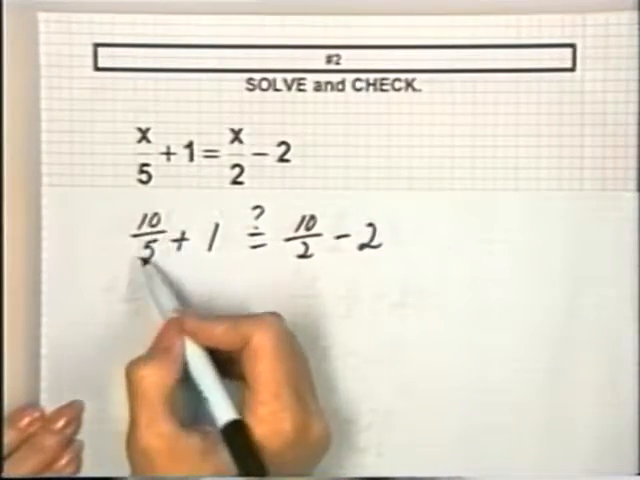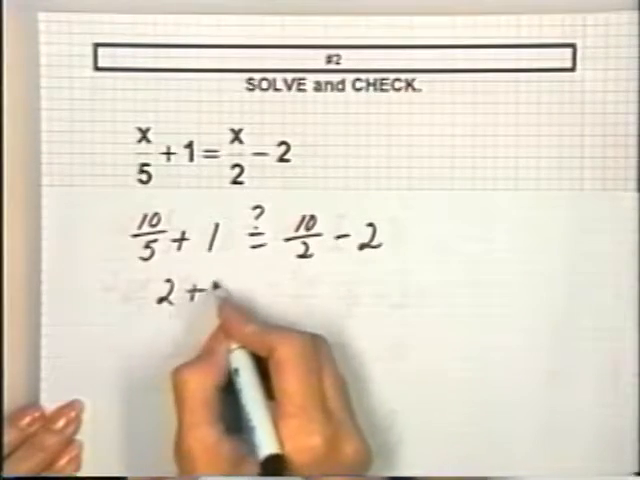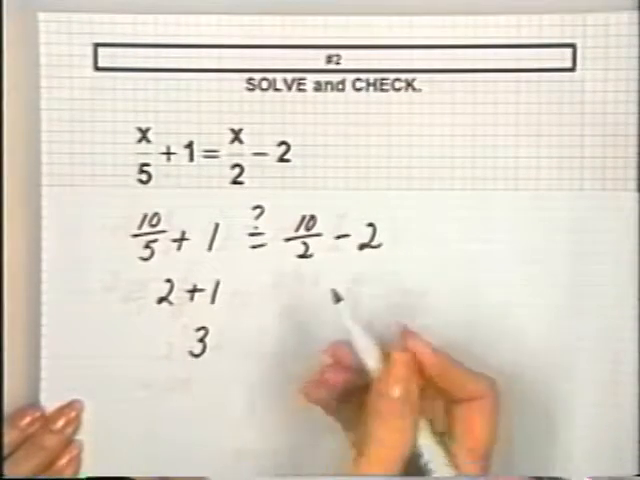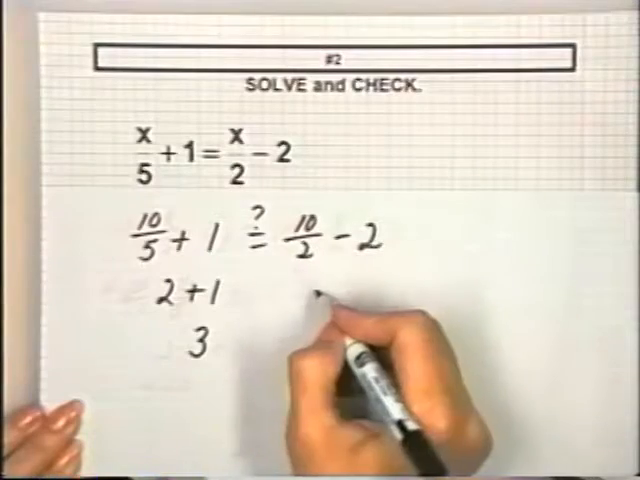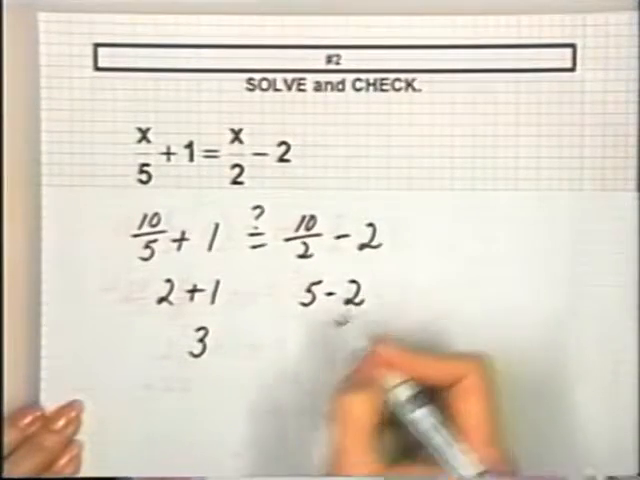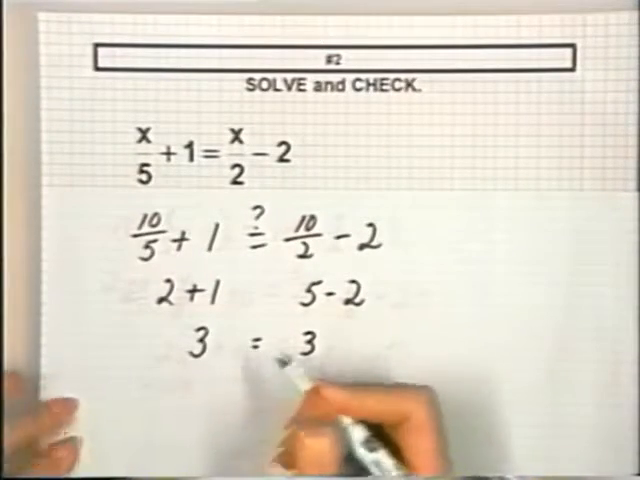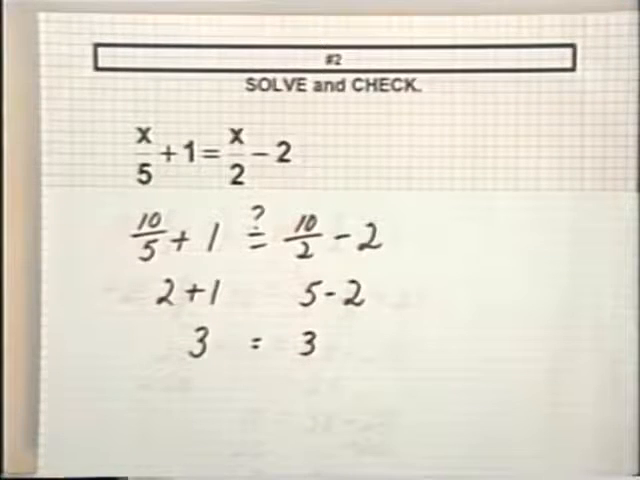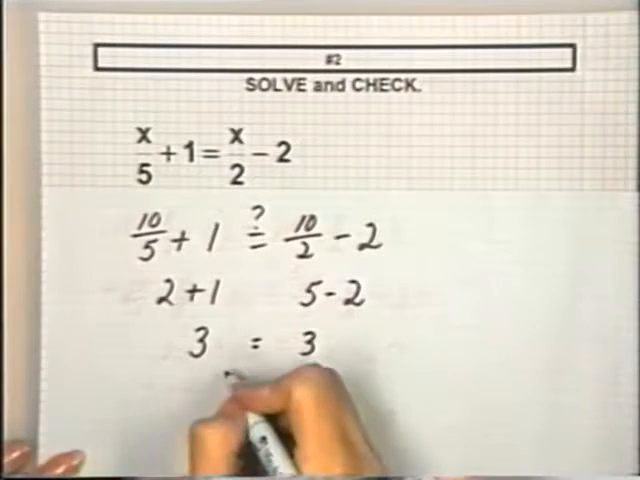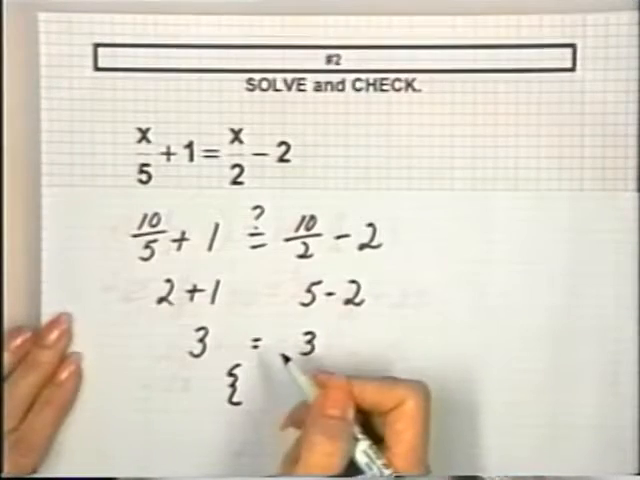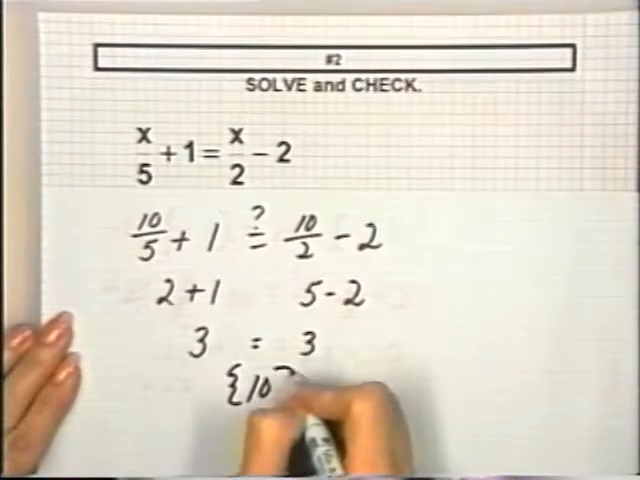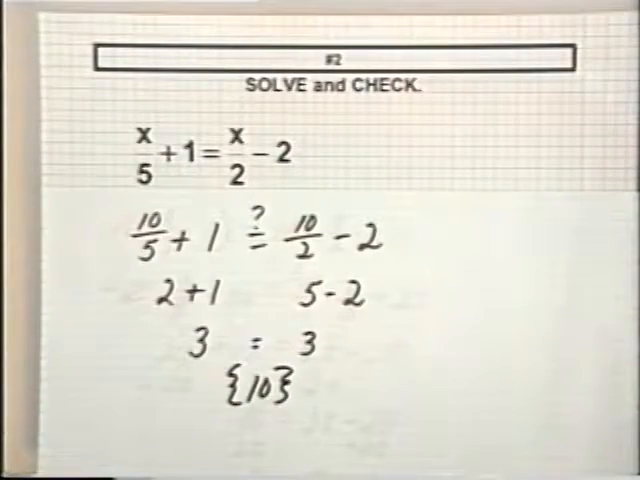On the left, 10 divided by 5 is 2. 2 plus 1 is 3. On the right, 10 divided by 2 is 5. 5 subtract 2 is 3. So 10 checks as the solution for this equation. Let's write 10 as the solution set. This completes this section. Now let's move to the green set of problems.